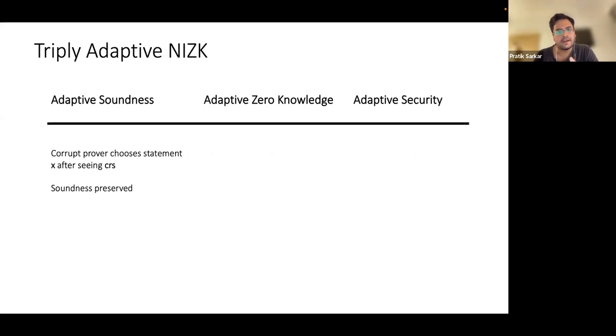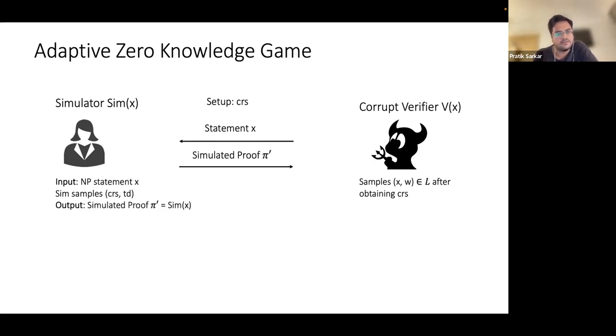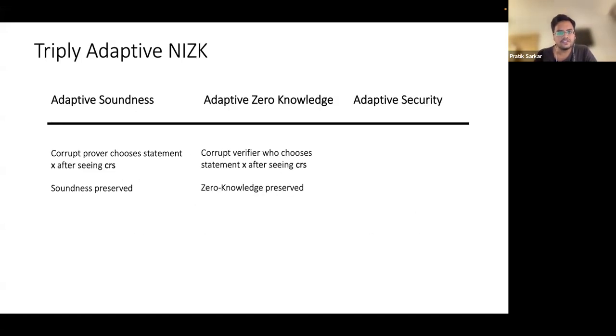Then we have adaptive zero knowledge, where the simulator samples the CRS and trapdoor, and it sends the CRS to the corrupt verifier. Now the verifier, after obtaining the CRS, samples X and W in the language, and it sends the statement X to the simulator. So the statement X is adaptively chosen based on the CRS distribution. Now the simulator again computes a simulated proof and sends it to the corrupt verifier. And adaptive zero knowledge says that this simulated proof should be indistinguishable from a real proof, even though the statement is adaptively chosen based on the CRS. So this is adaptive zero knowledge.